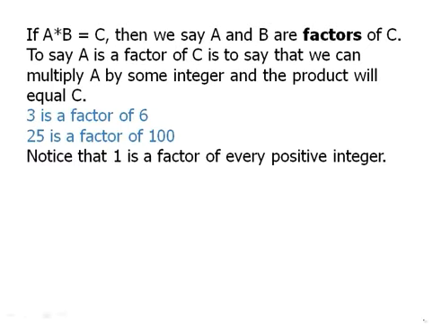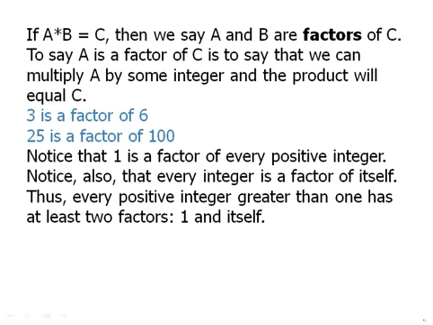Notice that 1 is a factor of every positive integer. That's an important idea. Notice also that every integer is a factor of itself. Thus, every positive integer greater than 1 has at least two factors, 1 and itself. So, for example, the number 84, whatever other factors it has, we know that one of the factors of 84 has to be 1, and one of the factors of 84 has to be 84.